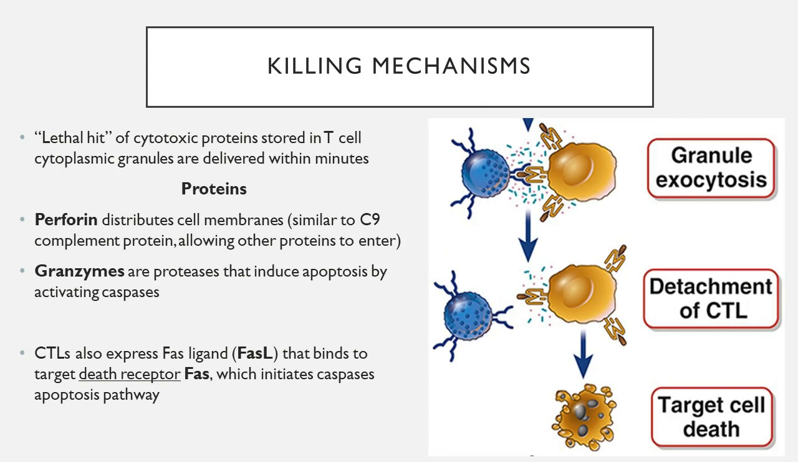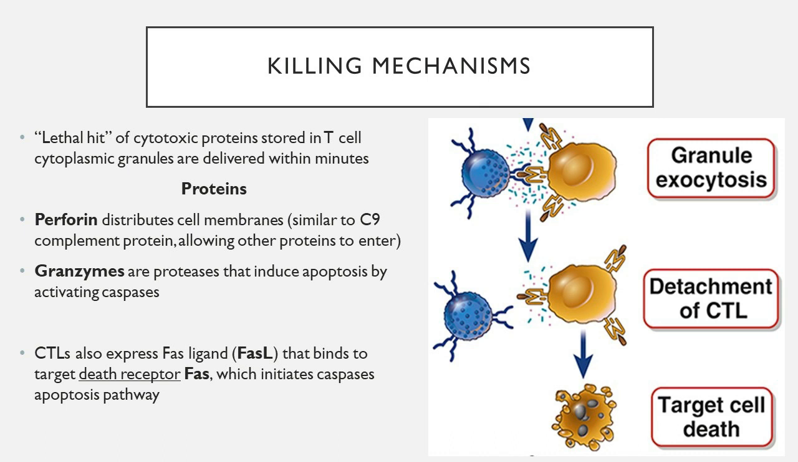Once the immune synapse forms, a lethal hit of these cytotoxic proteins that are stored in the T cells is delivered within minutes. Two of the main proteins involved in this are actually identical to the cell killing mechanisms of natural killer cells. The first one is called perforin, which I like to think of as causing perforations in the target cell membrane, which allows the other later proteins to enter and induce the cytotoxic killing mechanisms. So this is similar to the C9 complement protein process, which also disrupts cell membranes. The follow-up proteins, which are now allowed to enter thanks to perforin, are called granzymes, which are proteases that induce apoptosis by activating certain intracellular caspases within the cell.